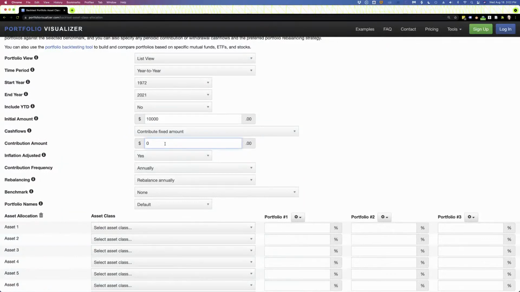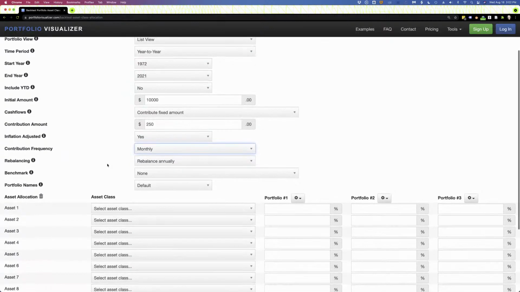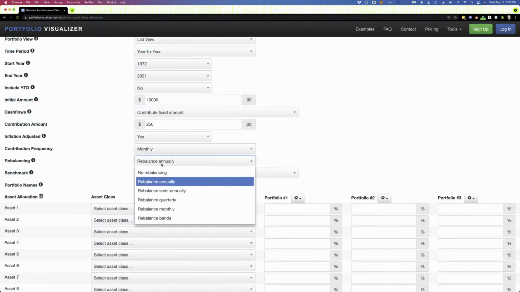With all of these, I'll just pick contribute a fixed amount, and we can put in, again, whatever we want. Let's just say $250 a month. And then, whether you want to adjust it for inflation, you can do that. And then the contribution frequency, you can say this is going to be monthly, quarterly, or annually. We'll say monthly. And then rebalancing, yes or no. You can rebalance annually, twice a year, quarterly, monthly.